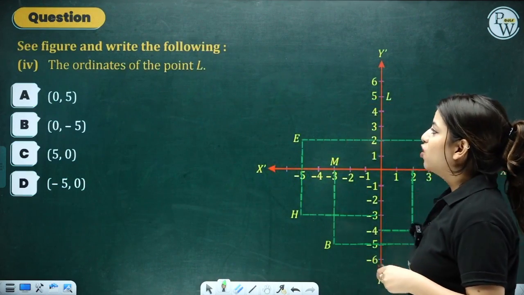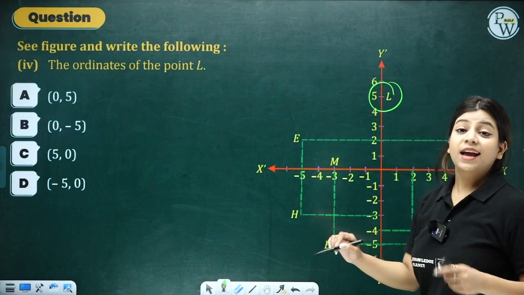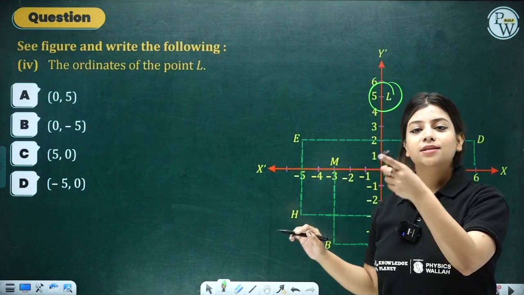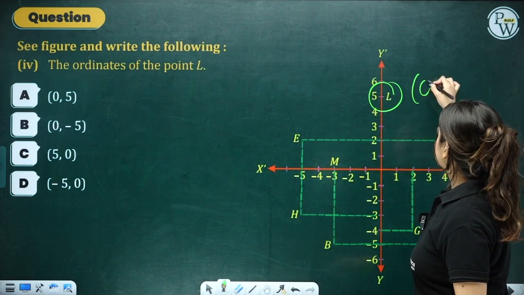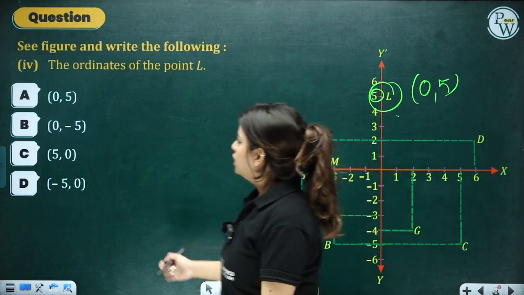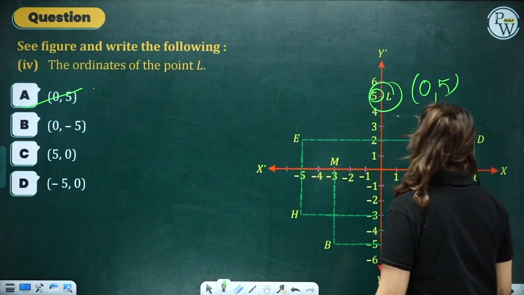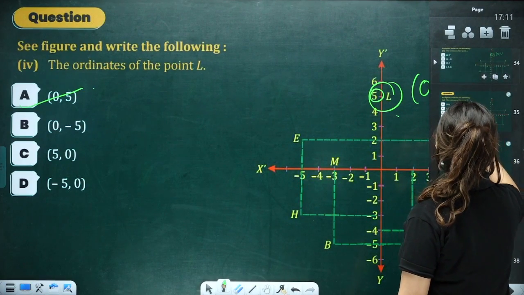The next we have the coordinates of the point L. Over here is the L. L is lying on the y-axis. That means its x coordinate will be 0 and y coordinate will be 5. So 0 comma 5 will be the correct answer for this question. Let's move forward and see the next question.